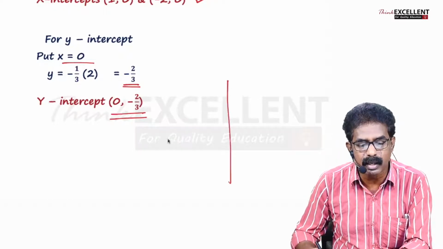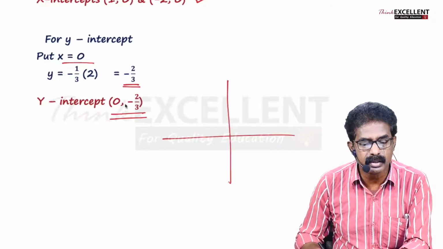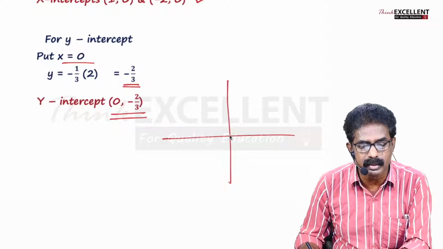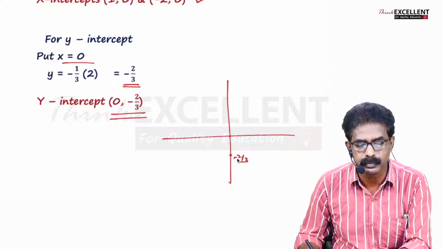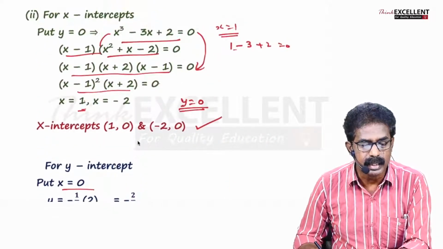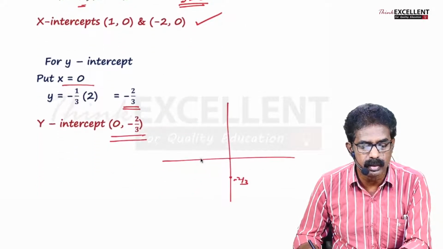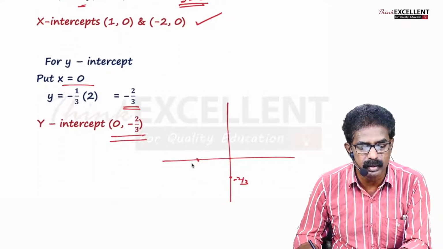You got some idea now. Please listen here. The y-intercept is 0, minus 2 by 3. It is less than 1, right? Minus 2 by 3. Then the x-intercept is 1, 0. This point, 1, 0, is on the right side, right?